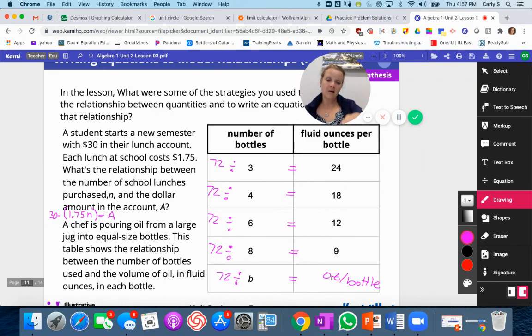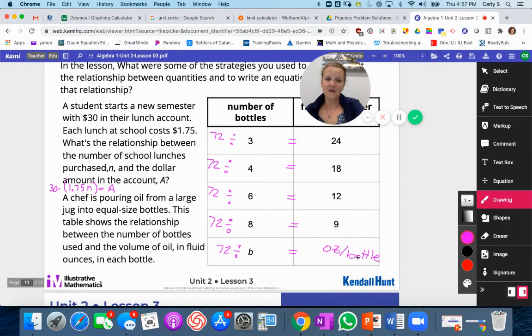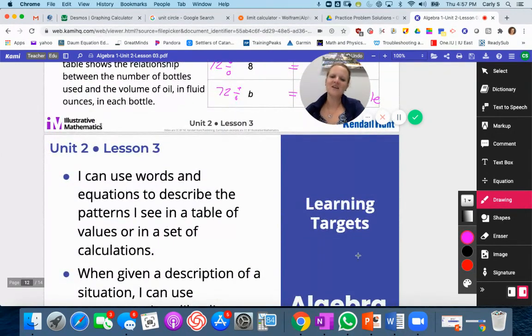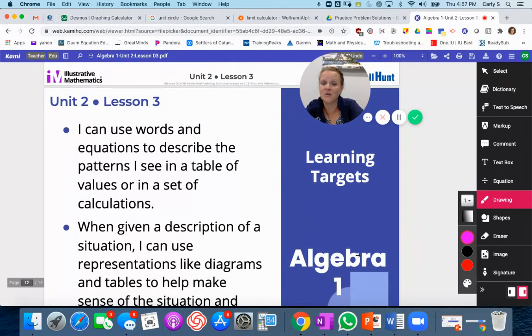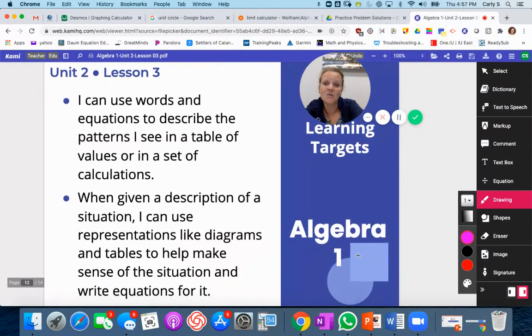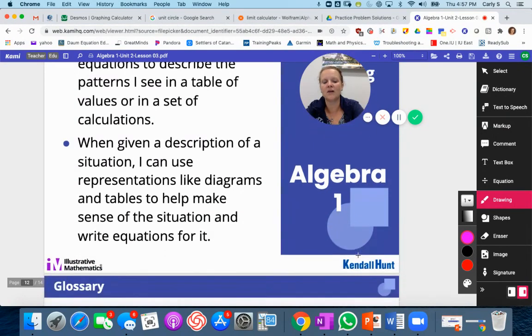So which is the constant, which is the variable? The constant's the 72, and the variable is the number of bottles. So I can use words and equations to describe the patterns I see in a table of values or in a set of calculations. When given a description of a situation, I can use representations like diagrams and tables to help make sense of a situation and write equations for it.